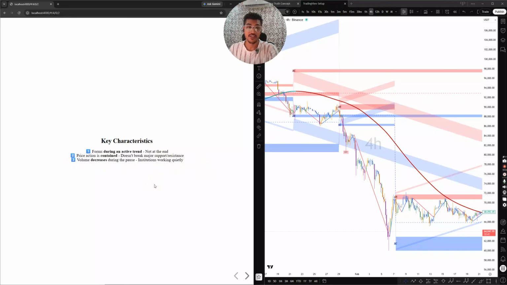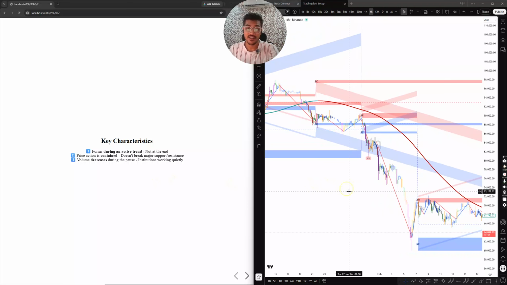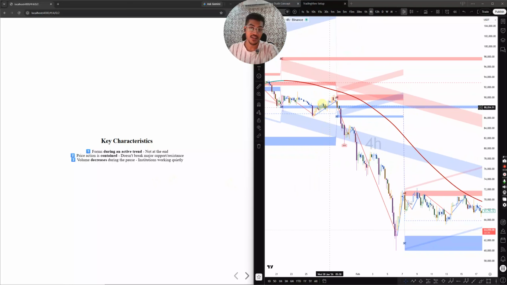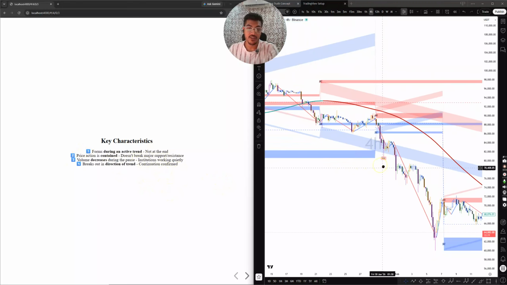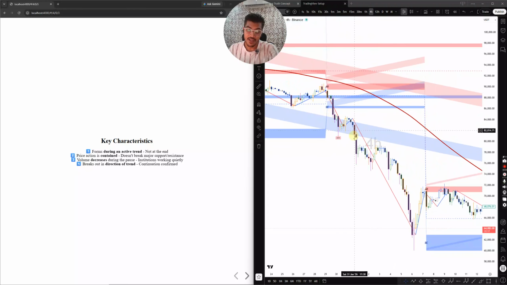Volume decreases during the pause. Institutions working quietly. All right. Volume does decrease a little bit, and then institutions just do the continuation of the trend. All right. Breaks out in direction of trend and continuation confirmed. So if this breaks out in the direction of this downtrend, that's the confirmation of that continuation pattern.